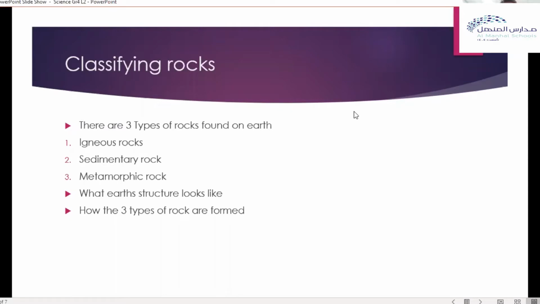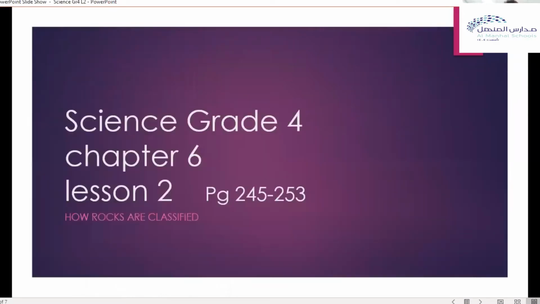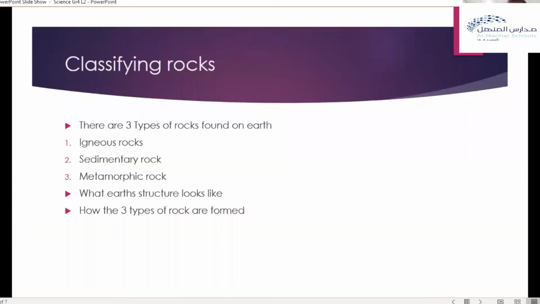Good day. Today we will be discussing Chapter 6, Lesson 2, which will be found in your interactive science books for grade 4 on pages 245 to 253. The topic for today, or this lesson, will be how rocks are classified.